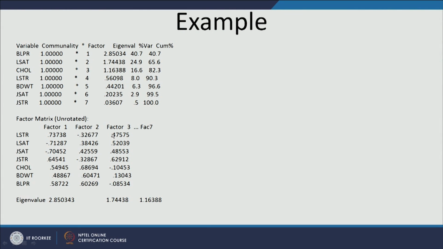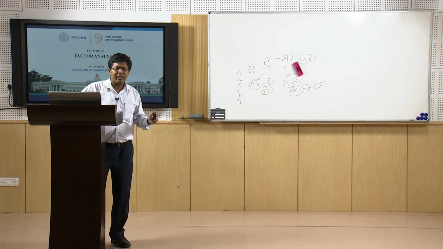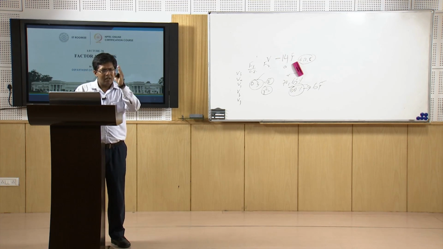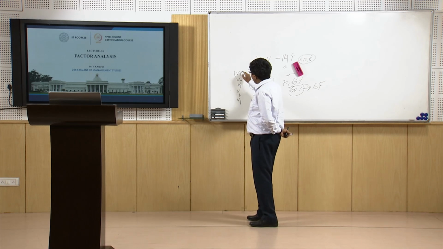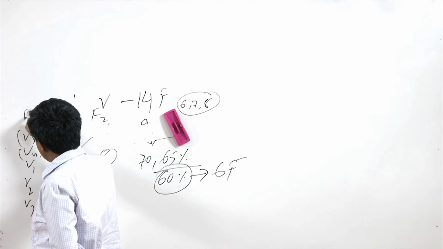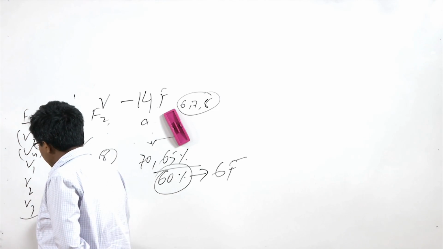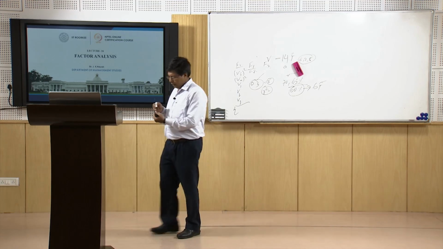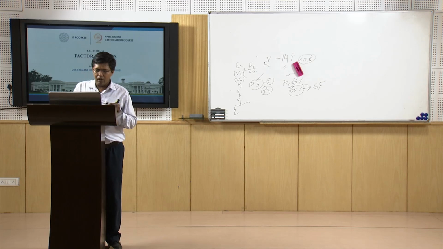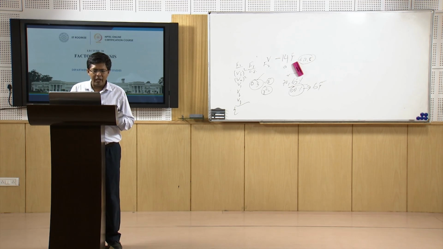So, factor 1, factor 2, factor 3 up to factor 7, and the eigenvalues explained. I said in the last session that eigenvalues are the sum of the squared loadings of the different variables on a particular factor, right. If I take the variable loadings for F1, the sum of the squares is what we call the eigenvalue, right. Eigenvalue and communality I had also explained.